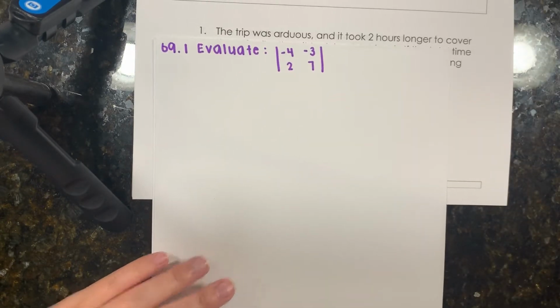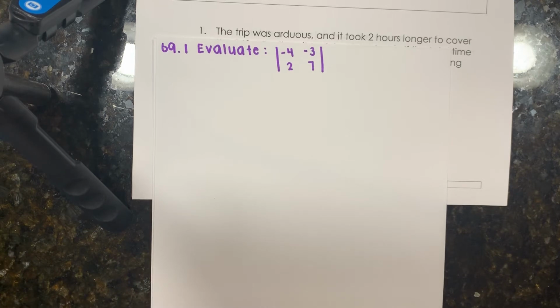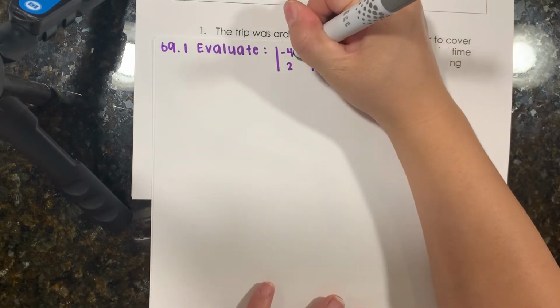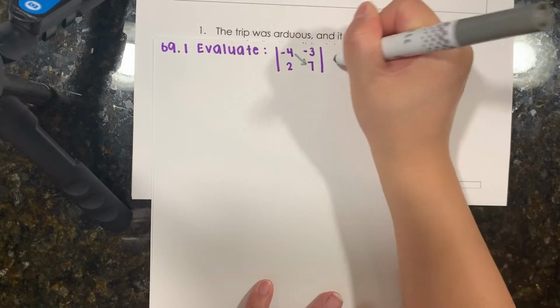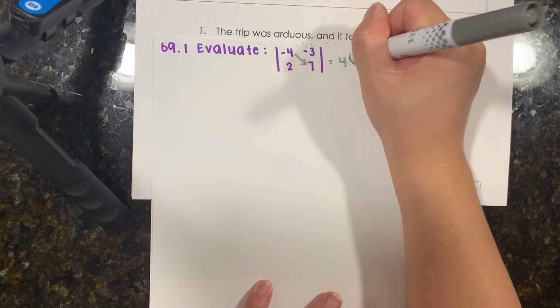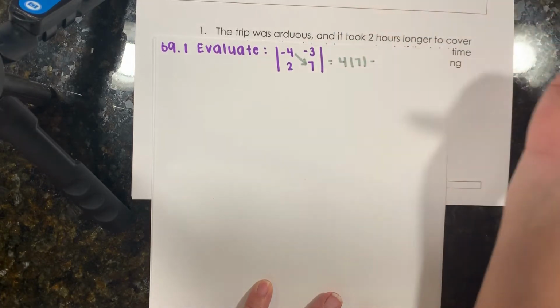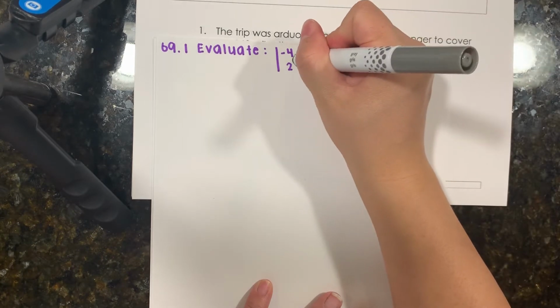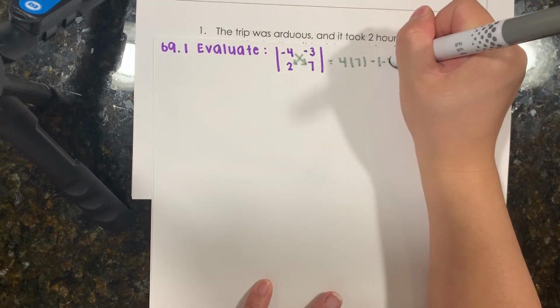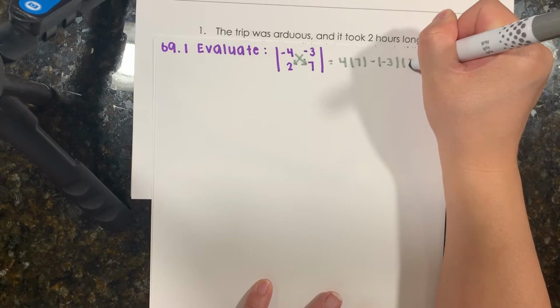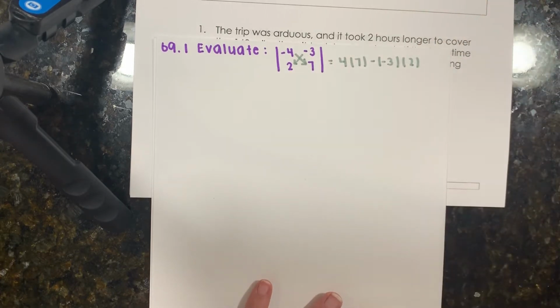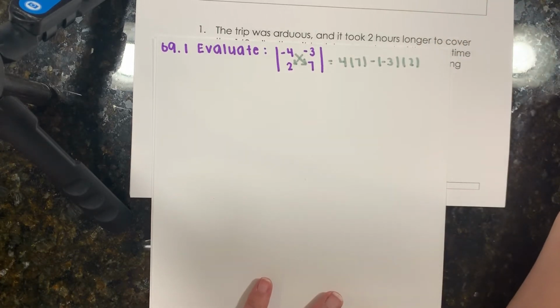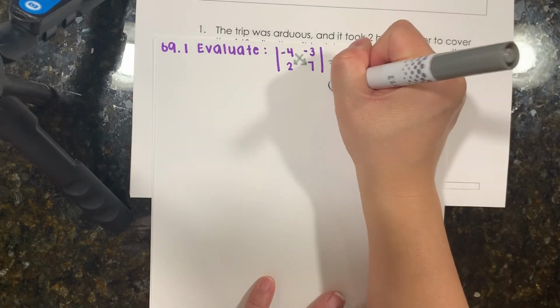So we're going to just look at this example right here, 69.1. So again, you multiply top left times bottom right. So that'd be 4 times 7. Then you're going to minus top right times bottom left. So that would be -3 times 2. Now they may plug in letters in there, so you might actually have to solve for the letter instead, but this is how you solve for this one.